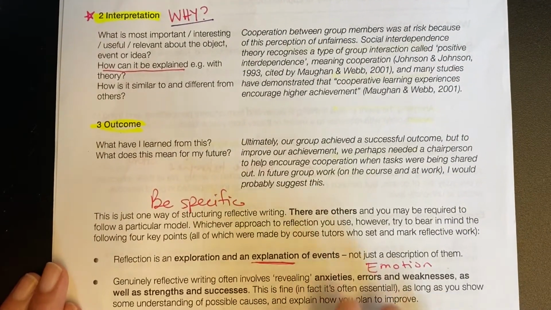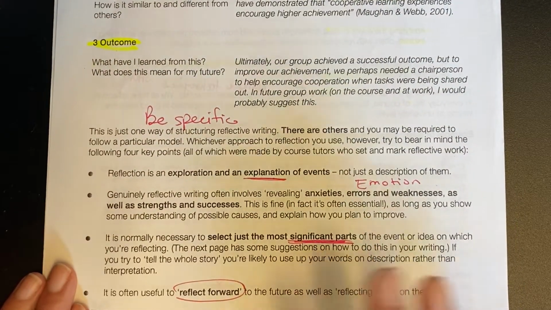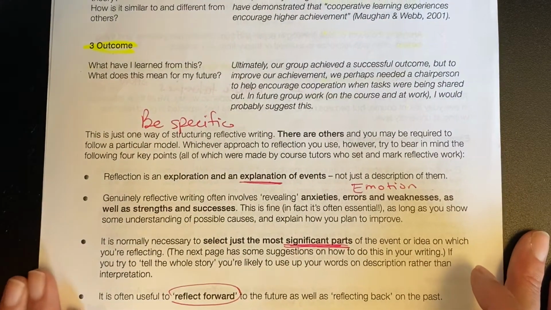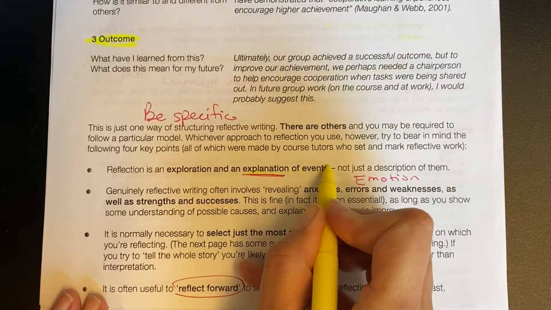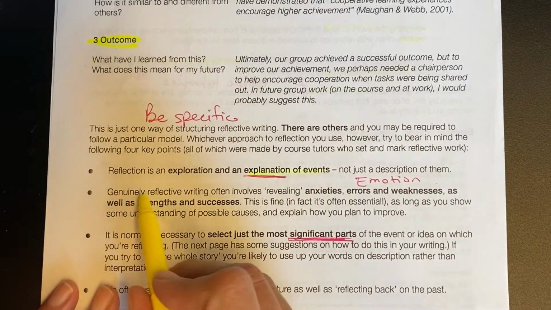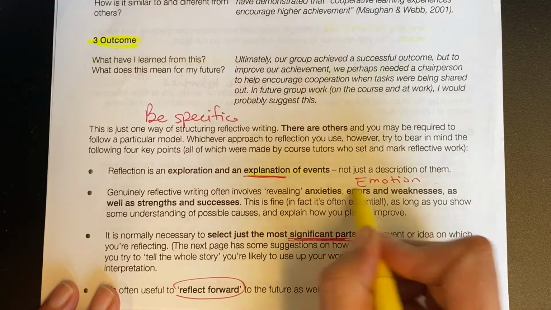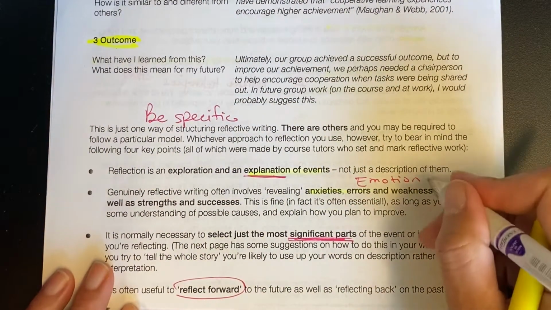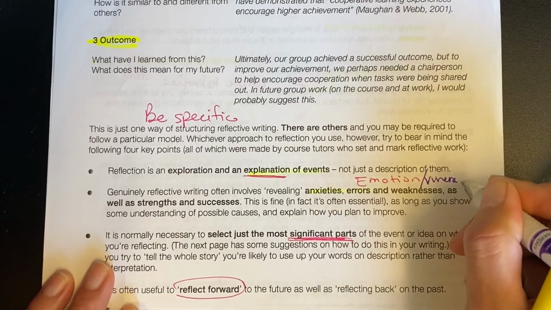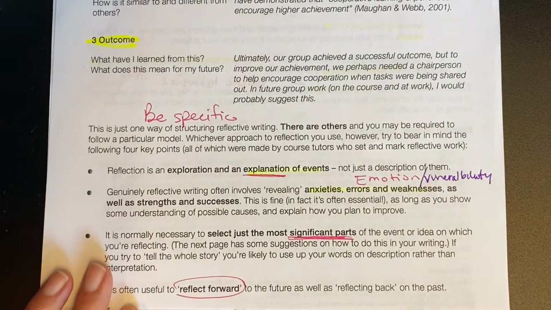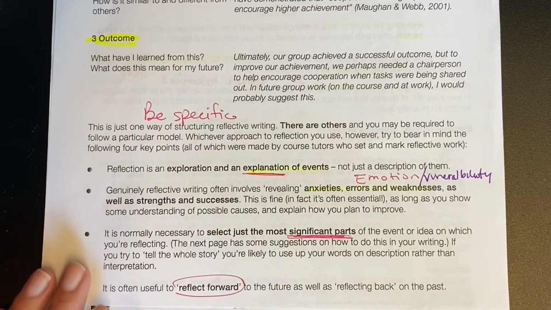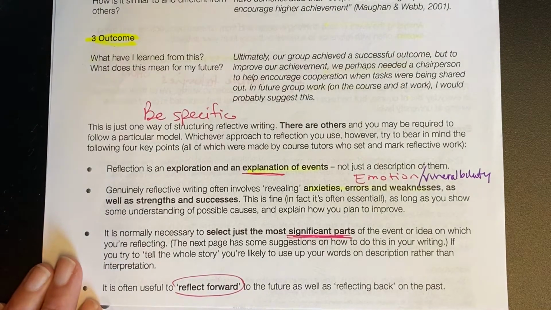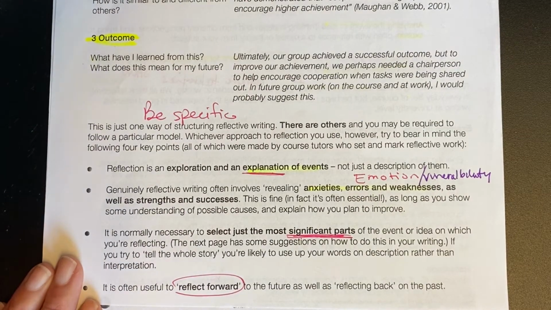And then, of course, at the bottom, it discusses how this is just one way, right? There are others. But you really want to think about reflection as an explanation of events. Like, why did this happen? What are we thinking about it? Genuine reflection also reveals anxieties, errors, and weakness, emotion, and I would add vulnerability, right? We want to be vulnerable and show like, no, I don't have it all together and I might not know exactly what I'm doing, but I'm willing to put in the time and learn from it, which is the most important aspect of being a good student, to be an active learner.